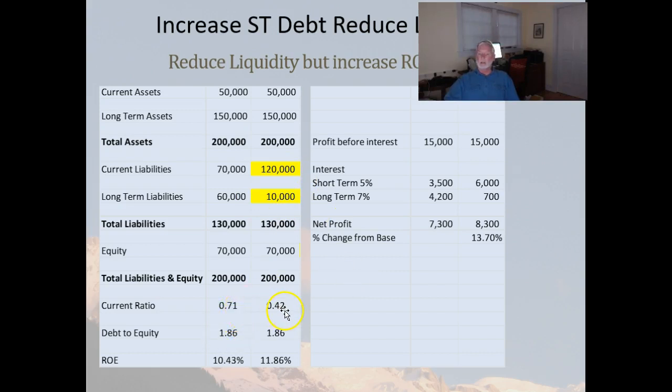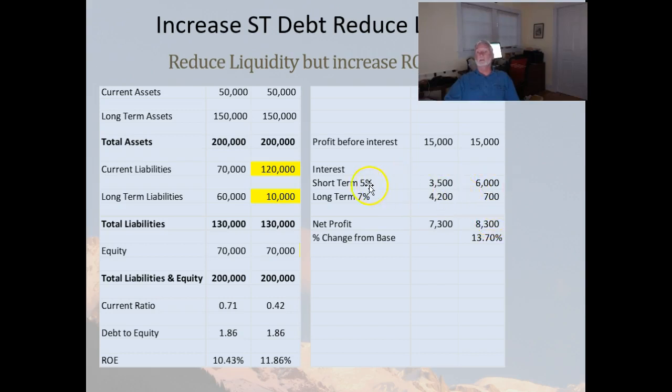I now have a current ratio that falls to 0.42, which is getting pretty dicey. That's a very risky situation with short-term debt. I have to pay this 120 back, and I only have 50,000 in current liabilities. Might be okay depending on the business I'm in, forecasting future cash flows, but at least on the surface it looks relatively risky. Debt to equity doesn't change at all. I still have the same amount of debt. And my return on equity actually goes up. So instead of making 10.43, I make 11.86 because my income goes up.